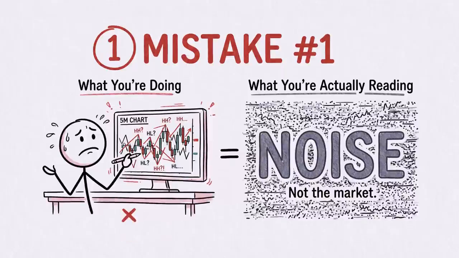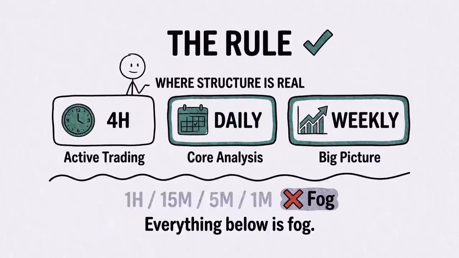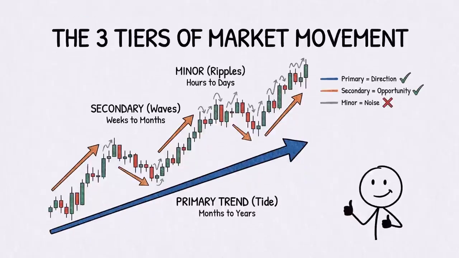And here is mistake number 1. If you're applying Dow Theory on a 5-minute chart, you're not reading the market. You're reading noise. Dow himself warned against this. The minor trend is unpredictable. It's designed to confuse you. The rule is simple. Anchor your Dow analysis to the 4-hour, daily, and weekly charts. That's where structure is real. Everything below is fog.